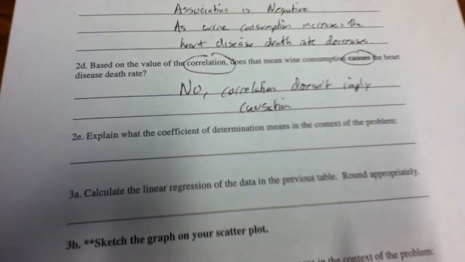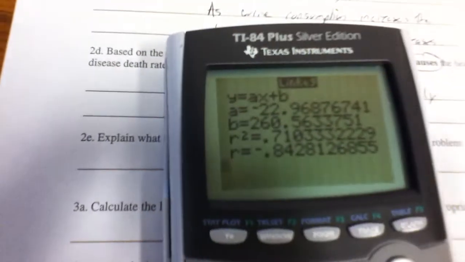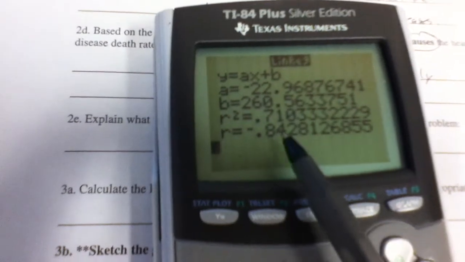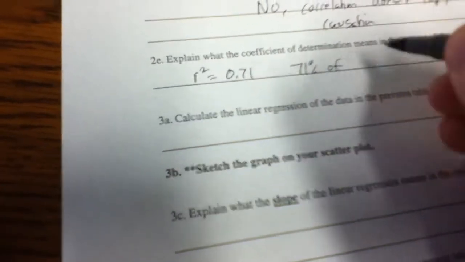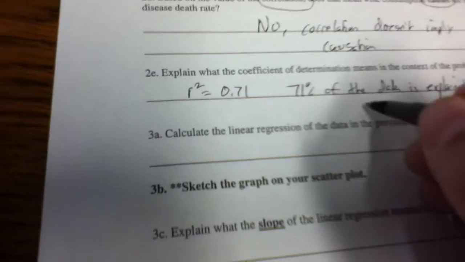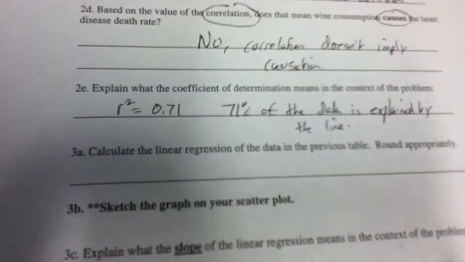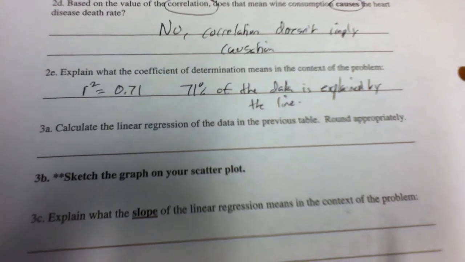Then it says, explain what the coefficient of determination means in the context of the problem. So in this case, our coefficient of determination is r squared, and you notice that r squared is 0.71. And what does that mean? 71% of the data is explained by the line.